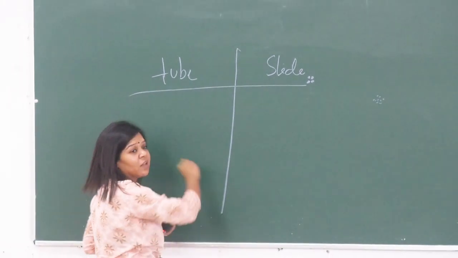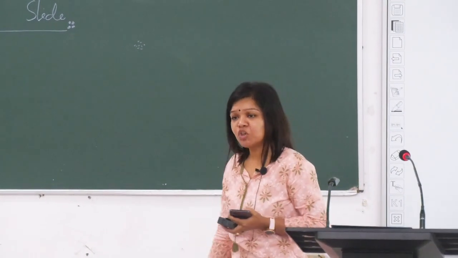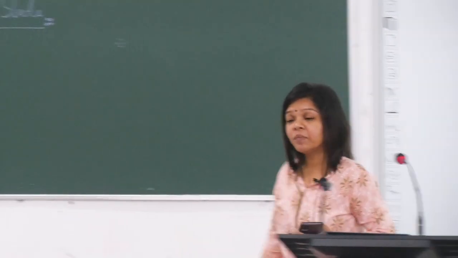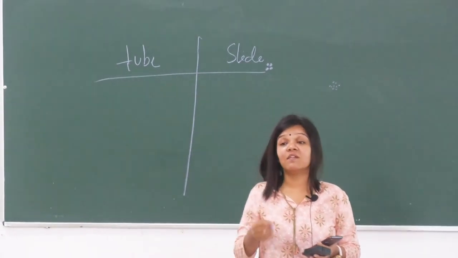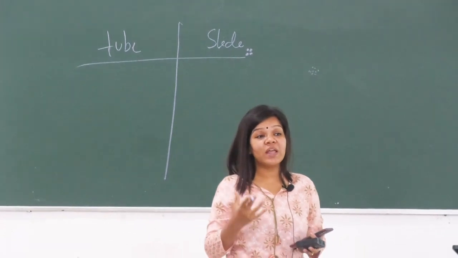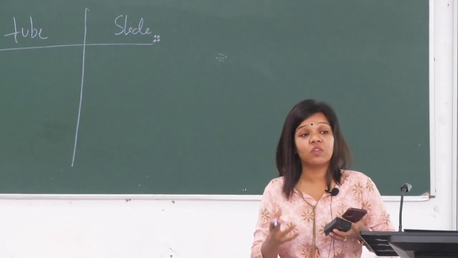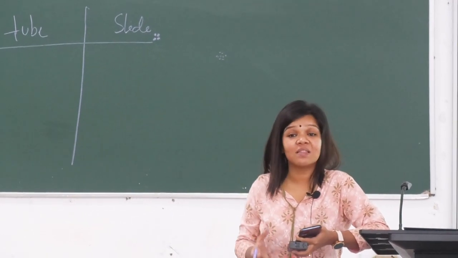Slide coagulase, from the name you can see, we do it in a slide. This picture, we do it in slide. Okay. And tube coagulase, we do it in tubes. Okay. In both the cases, we need plasma. What we see is if the bacteria has that enzyme, the coagulase enzyme. Okay.